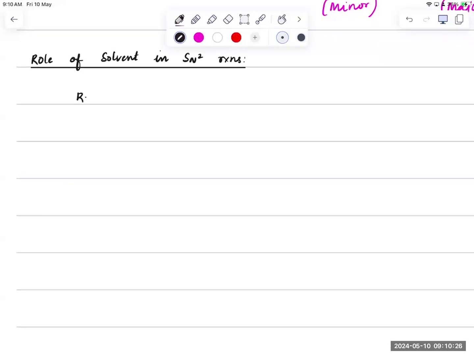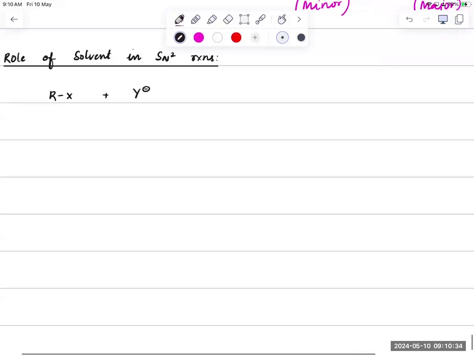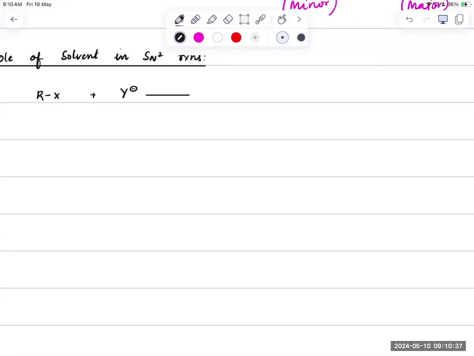Suppose I have RX as the alkyl halide and I'm treating this with Y minus. The nucleophile already has a charge. Remember this. So if it is Y minus, we'll get the transition state as Y trying to attack R and X trying to release. This will have delta negative, this will have delta negative. So this is the transition state.